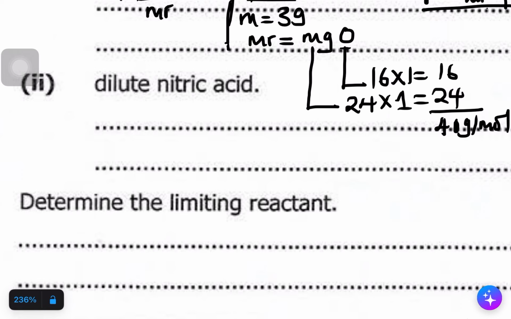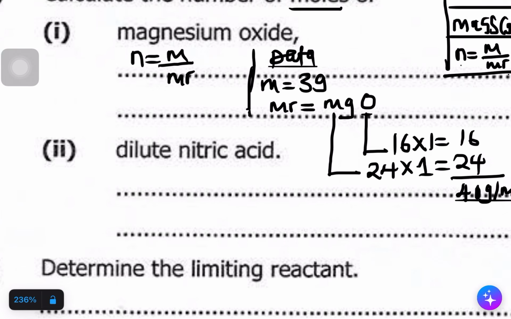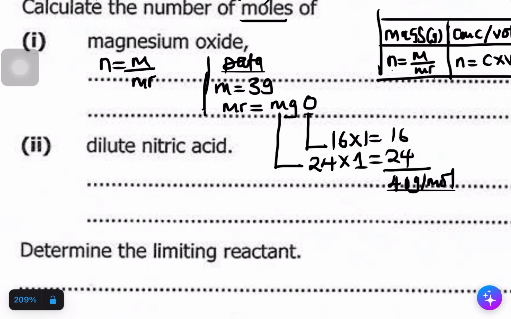So upon getting 40 grams per mole, we can now apply it in the formula to find the moles. So this is our formula from here. Let's apply it. We state number of moles, N, is equal to mass. The given mass is 3 grams, so we write 3 grams there. Then over the actual molar mass, the Mr, which is 40 grams per mole.